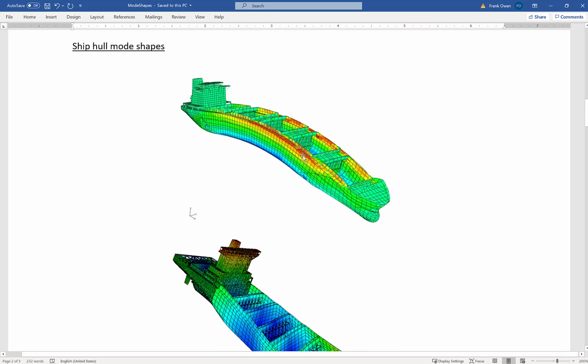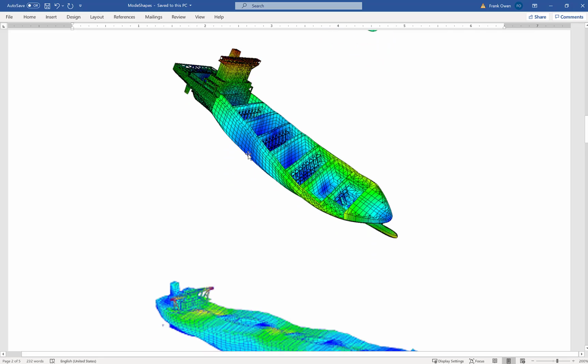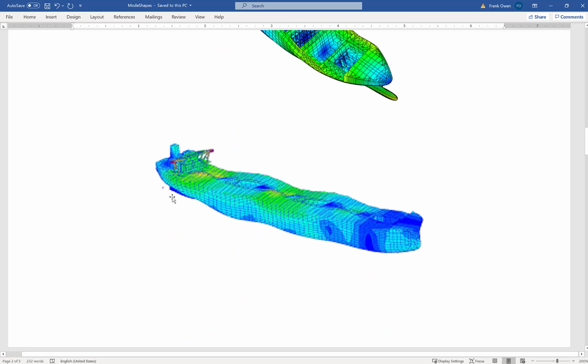These are arrived at, actually, you can see the little mesh here, with finite element analysis. Here is a higher order mode of vibration, and as you can see, we have a lot of nodes and antinodes here. So the ship really is in bending, but it really is wiggling here.